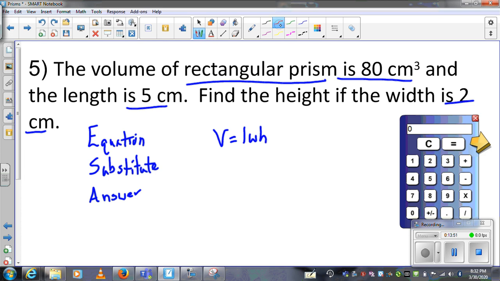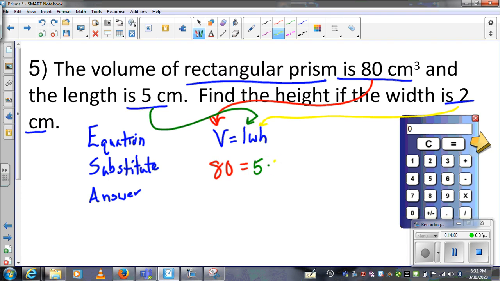Volume is 80. That goes right here. The length is 5. That goes right here. The width is 2. And the height, I don't know. So now this is just 80 is equal to 10h. And solve it. So 8 is equal to h. And that would be 8 centimeters.